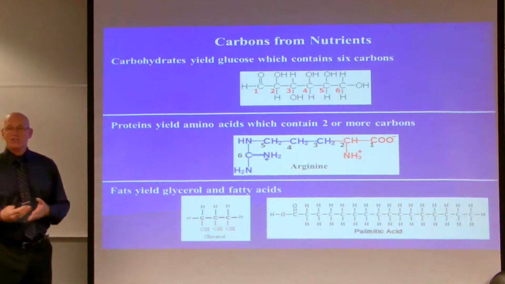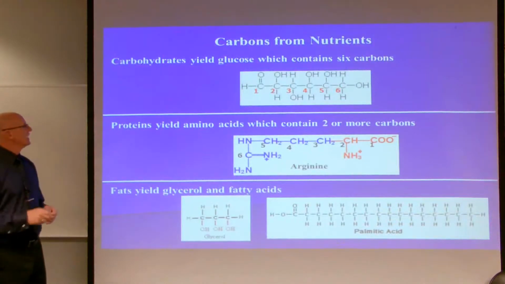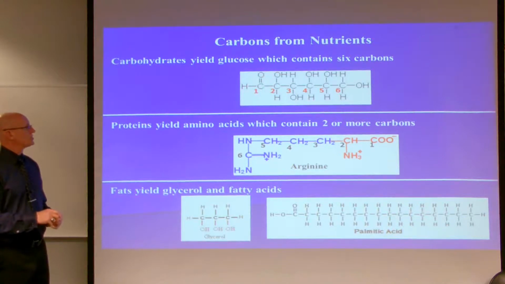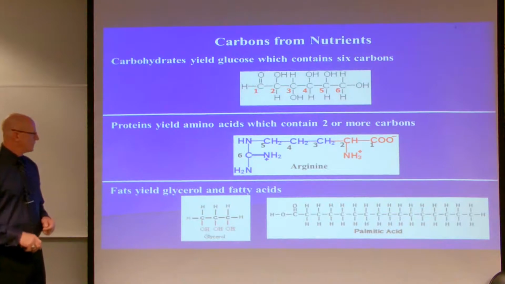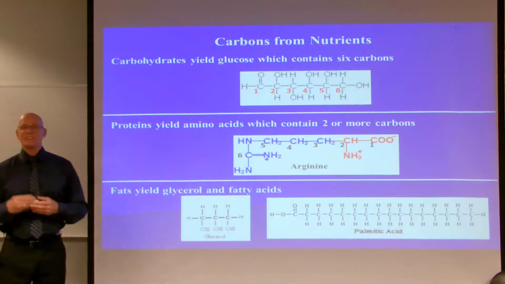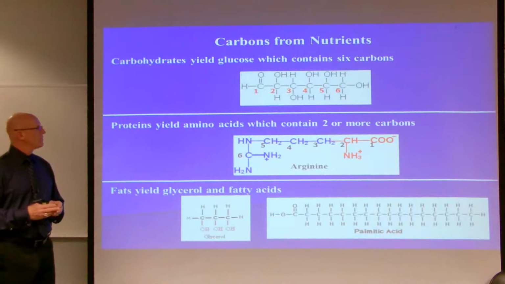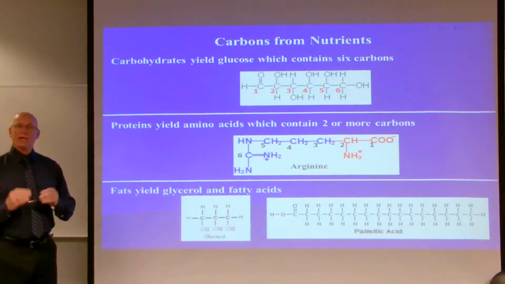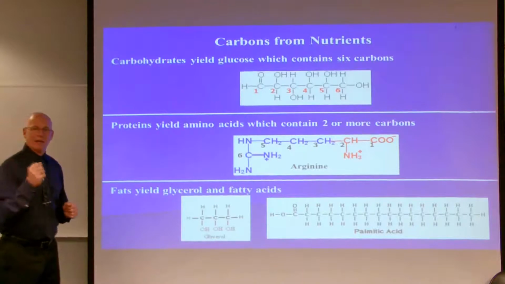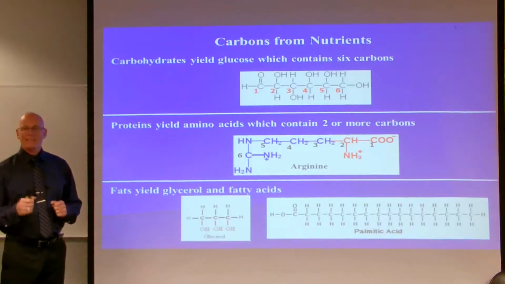Now, the way we get our energy from these nutrients is there is energy stored in the bonds. This carbon to hydrogen bond, carbon to oxygen, and carbon to carbon bond. The carbon to nitrogen bonds, and the carbons to oxygen. All these bonds contain potential energy. So when we break these bonds, that liberates energy. And then we're going to take that energy and harness it in the form of ATP.